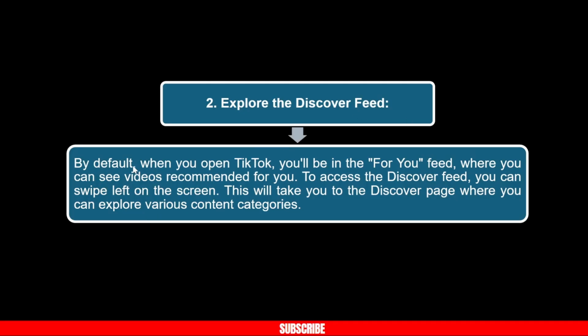So first of all, by default, when you are on TikTok, you will be in the For You feed where you can see videos recommended for you. To access the Discover feed, you can swipe left on the screen. This will take you to the Discover page where you can explore various content categories.